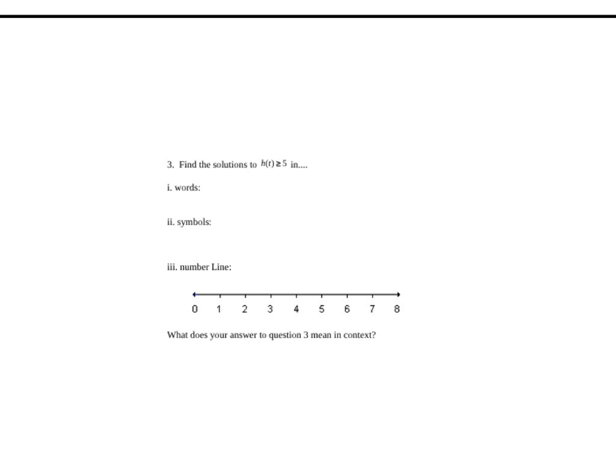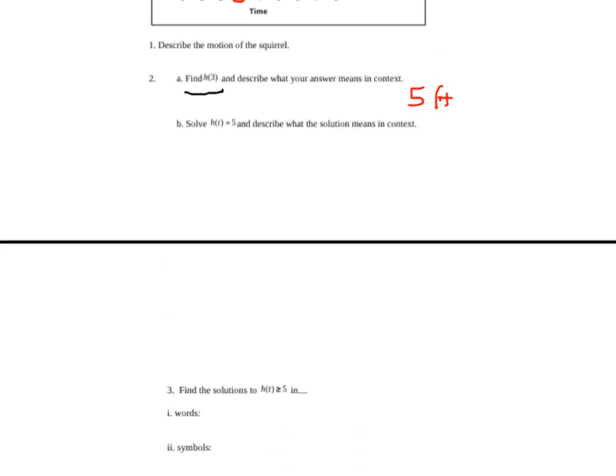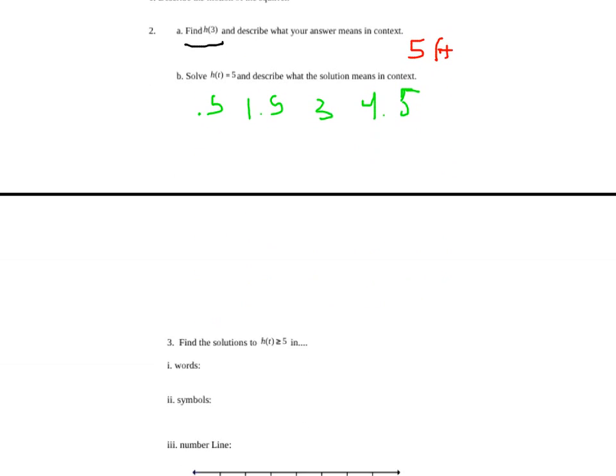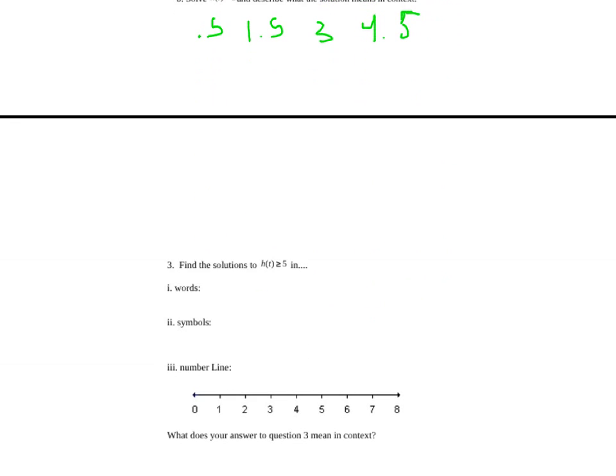So first of all, you see that h of t is greater than or equal to 5. Well, in part 2 of this question, we found where we're equal to 5, and we found that that was at several different times. It was at 0.5, at 1.5, at 3, and at a time of 4.5. Those were all of our time positions where we're exactly at 5. This inequality now is asking us where our height is greater than or equivalent to 5.